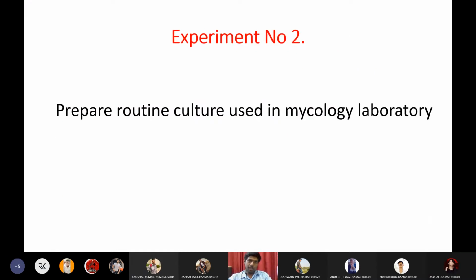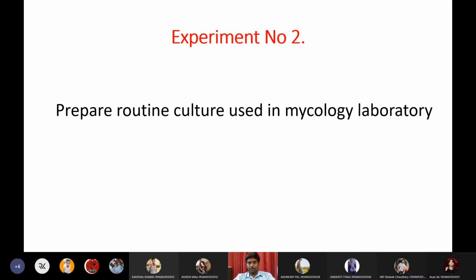So how to prepare a routine culture used in mycology laboratory. Are you following me, students? Do you have any doubts, like Shahrukh and Faisal? I can see the hand raising symbol there. Are you following me, everyone? Yes, sir. Okay, I won't take more than 20 minutes. Within 20 minutes, I will finish this lab and you can leave. So don't worry.